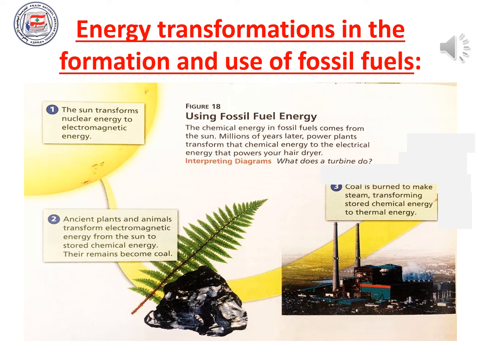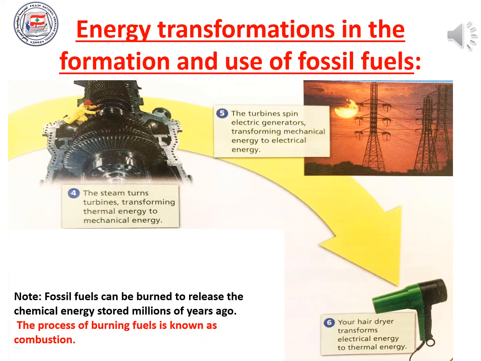So in these three steps, we have three energy transformations. The first is from nuclear to electromagnetic in the sun. The second is in ancient plants and animals. The transformation is from electromagnetic, which is light energy, into chemical energy. And the third is when coal is burned. It transforms the chemical energy that is stored in the ancient plants and animals into thermal energy, which is heat. In the fourth step, steam turns turbines, transforming thermal energy to mechanical energy.